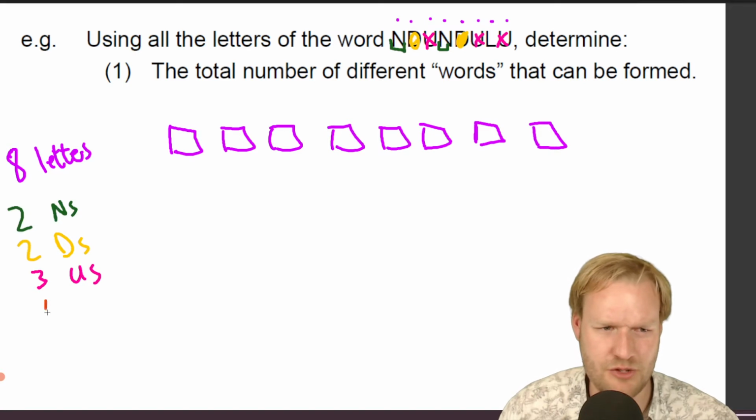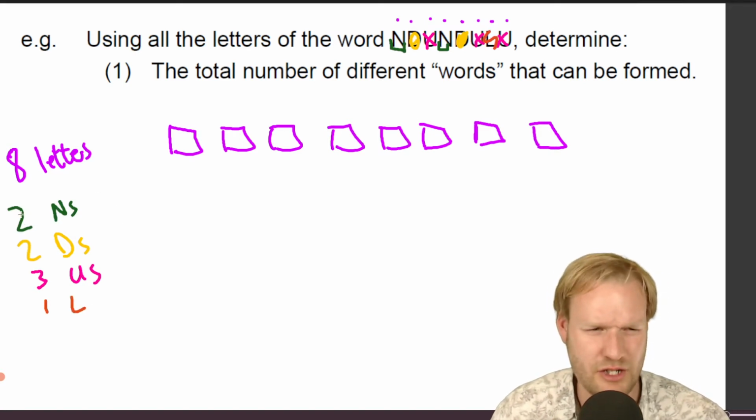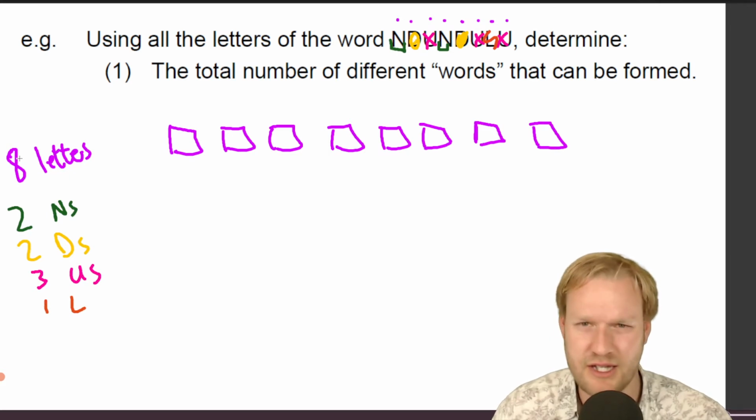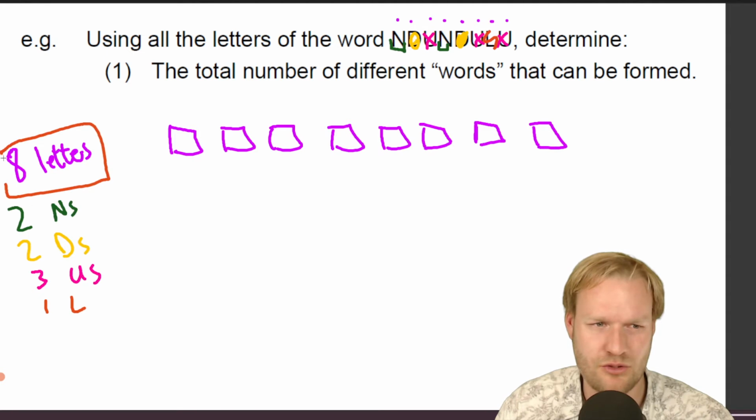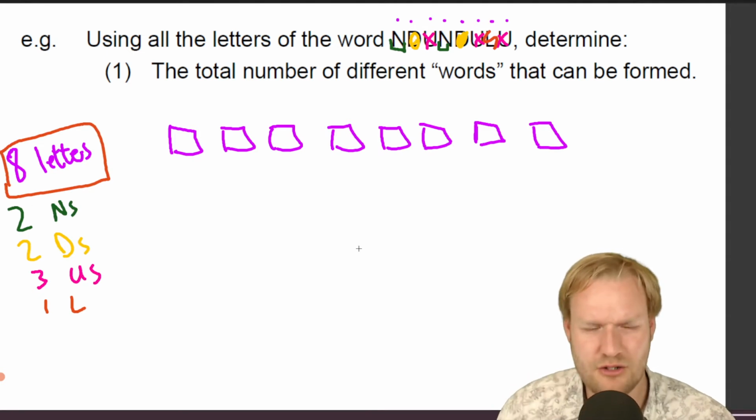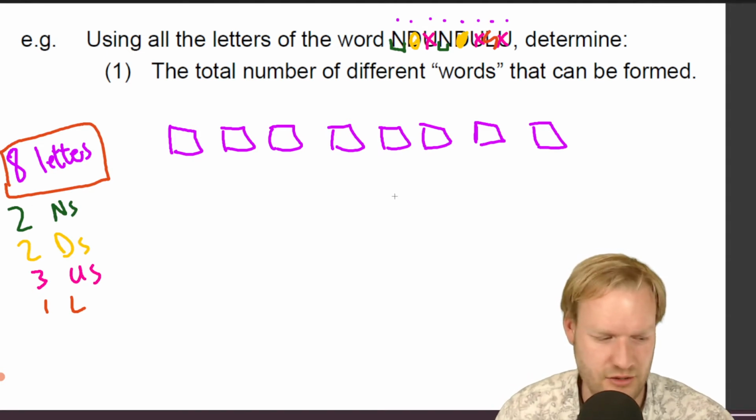So if we wanted to capture that, maybe we want to write down 1 L. Because what's nice now is we can check. 2 plus 2 is 4. 4 plus 3 is 7. 7 plus 1 gives us our 8. So there are 8 altogether. Cool. So now we can use our formula that we used in the last one.